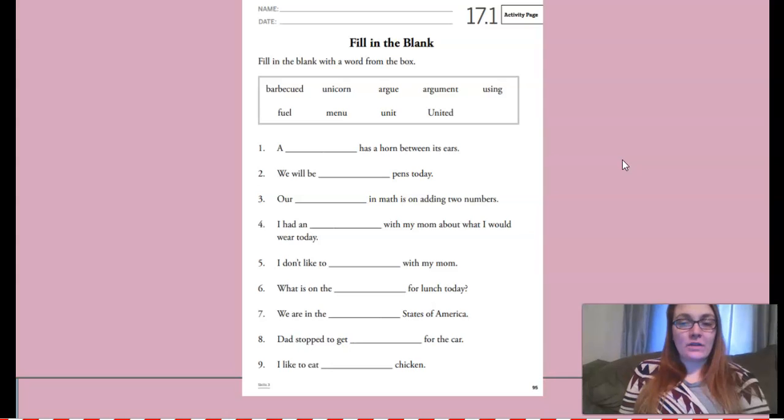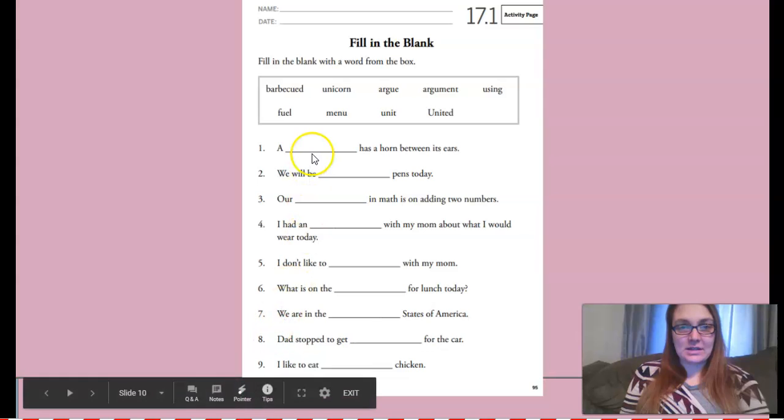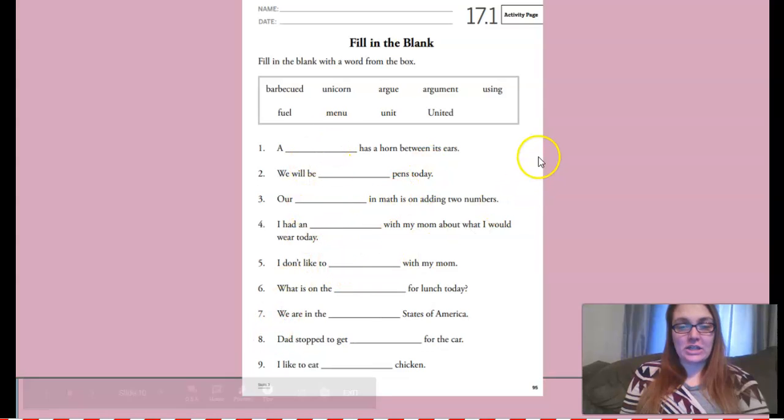Okay. One of our activity pages for today, 17.1, says fill in the blank with a word from the box. This is just like what we did yesterday. So let's read the words. Barbecued, unicorn, argue, argument, using, fuel, menu, units, and united. Okay, and there's 9 sentences to go with these 9 words. 1 word will fit in each sentence.